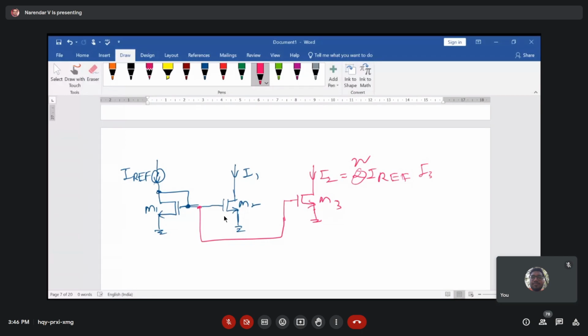We'll see the problems related to current mirror circuits in the next class. If you have any queries related to this, then you can raise a question.